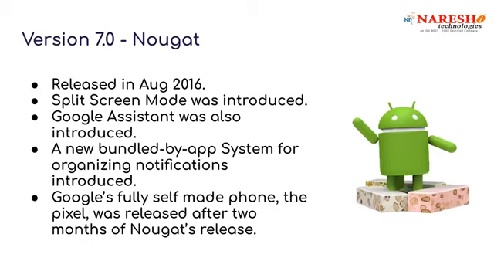So version 7.0, actually based on this version, Google released its own devices into market. They are called Google Pixels.